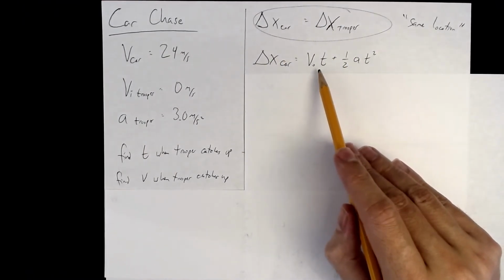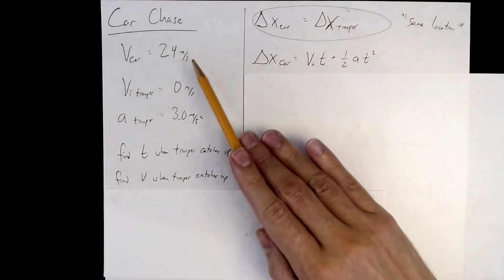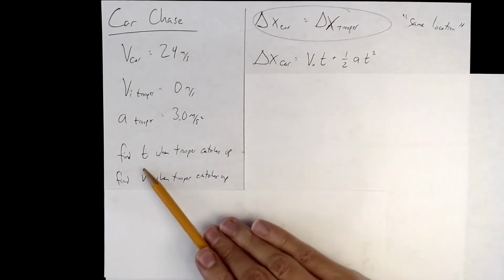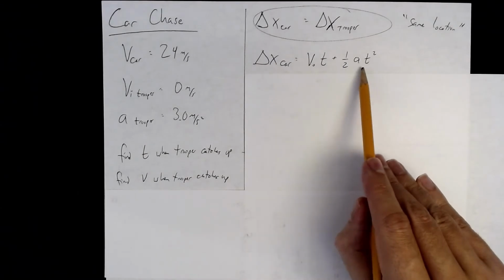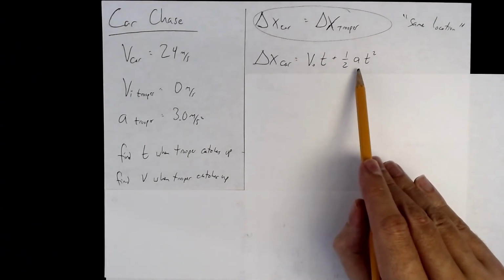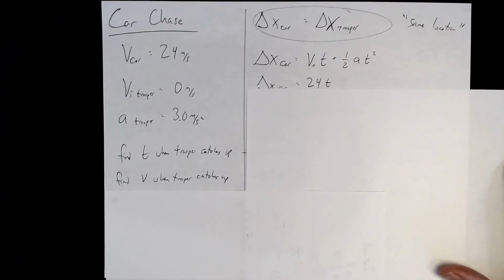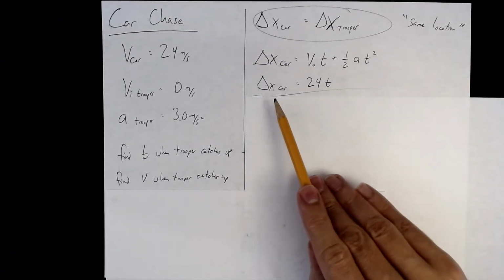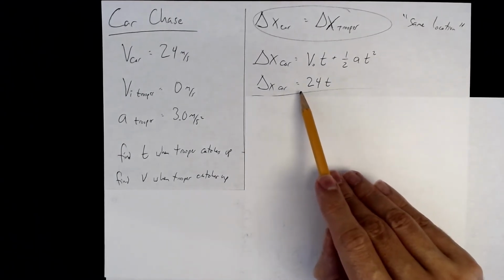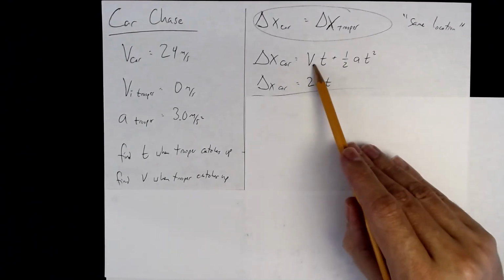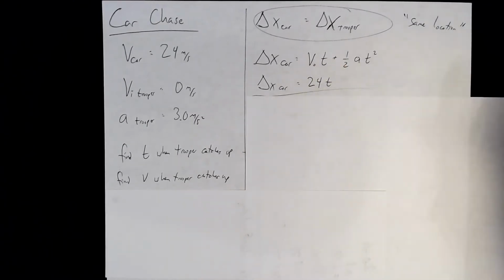V naught for the car is going to be 24. T, well, we're looking for that, plus 1/2, what is a for the car? The car is not accelerating, so this is all going to go to 0. So the change in position of the car is just going to be 24 times t. 24 times t. What about for the trooper?